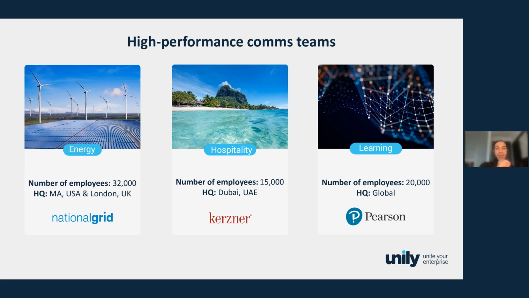So what I've tried to do is pick 3 different case studies from high-performance comms teams that work with Unily. I looked across all of our customer base, and these are the 3 I really wanted to show you, because they have 3 different stories that I can articulate to you. National Grid, based in the UK and the US, have about 32,000 employees, and they are more in the purest internal comms lane. They understand the value of internal communication, and they put a lot of effort into getting that right and show the value of that. The second example is from Kerzner.